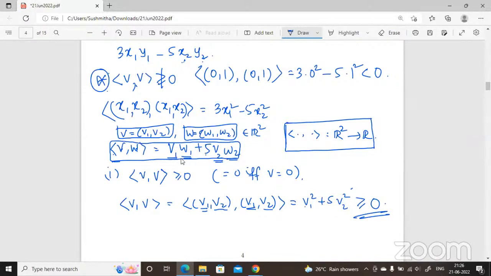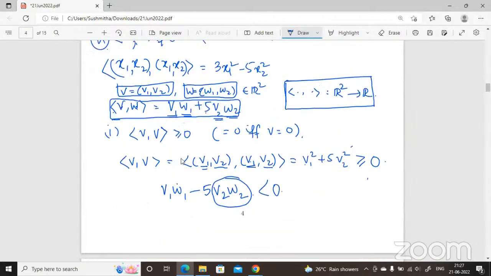If I had V1 W1 minus 5 V2 W2, then here I would have had a problem, right? It may be less than 0. I can always give a vector for which it will be less than 0. I can always make this quantity big enough so that this becomes negative. So it won't satisfy, and hence it's not an inner product, right?